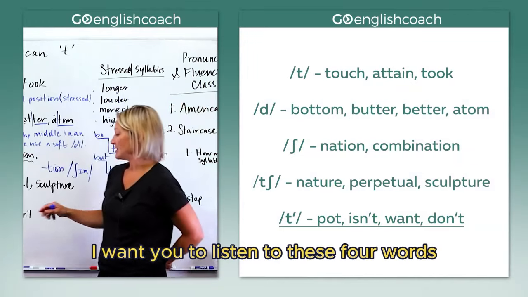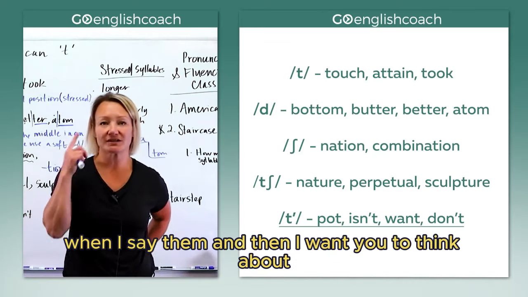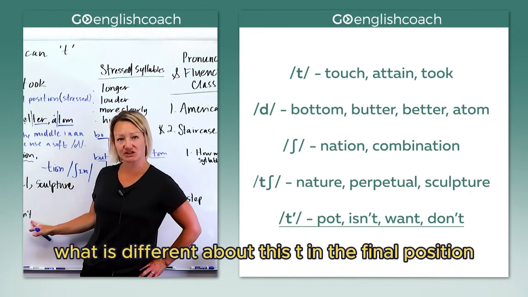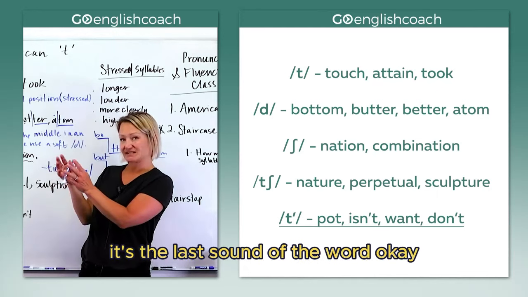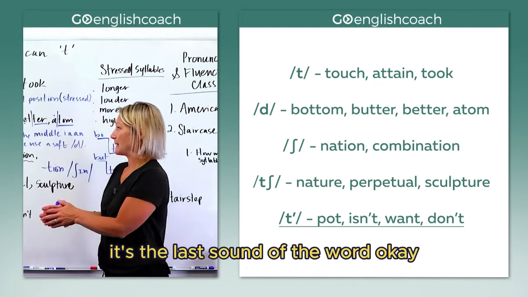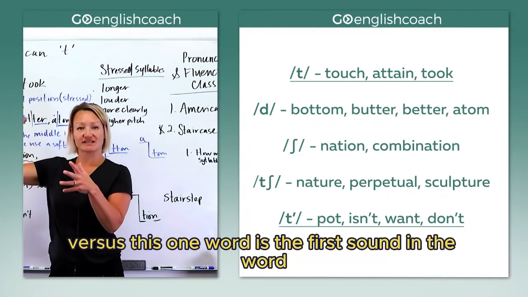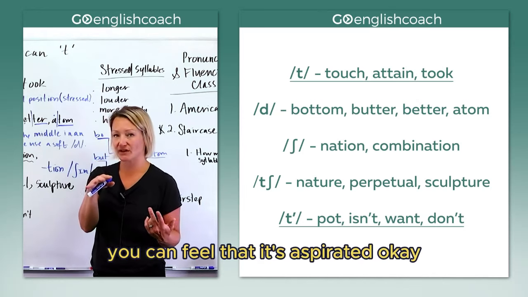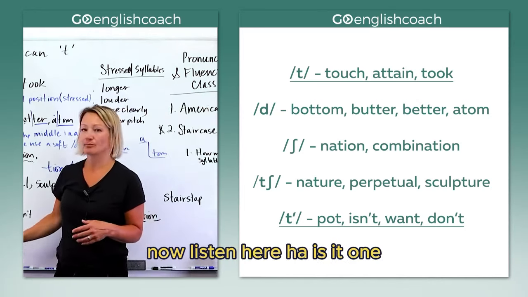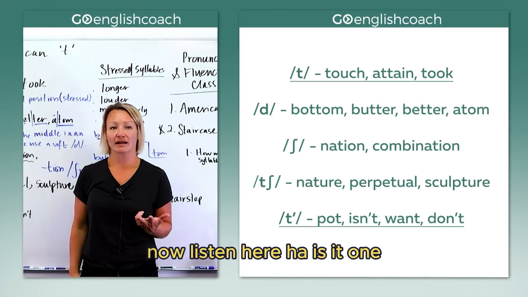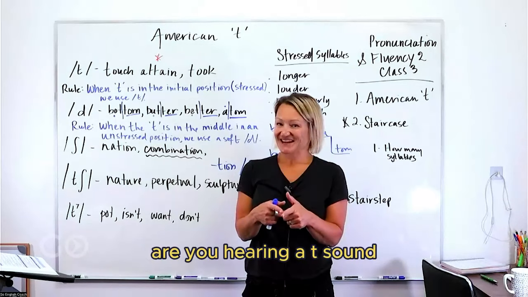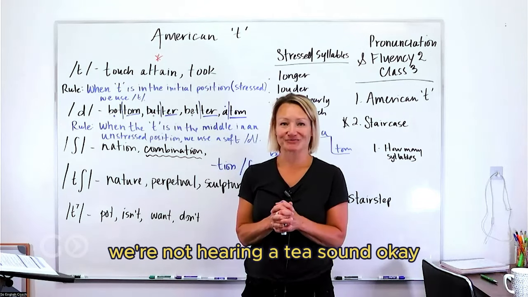So I want you to listen to these four words when I say them. And then I want you to think about what are you hearing? What is different about this T in the final position? So final meaning it's the last sound of the word, versus this one where that's the first sound in the word. So touch, attain, took, you can feel that, it's aspirated, okay? Now listen here, pot, isn't, want, don't. Are you hearing a T sound? We're not hearing a T sound, okay?